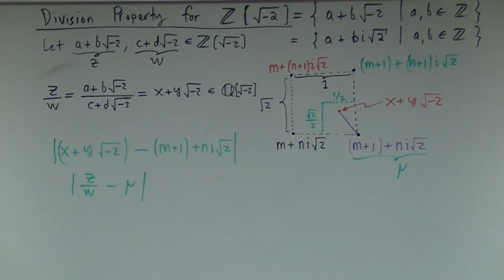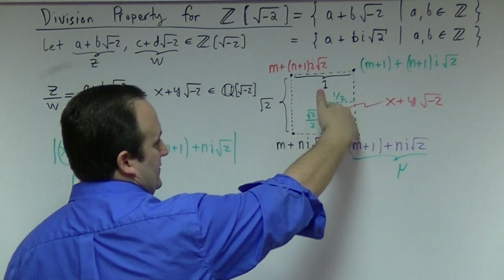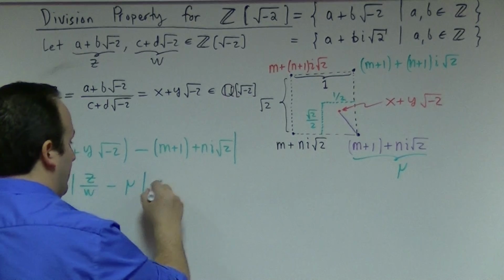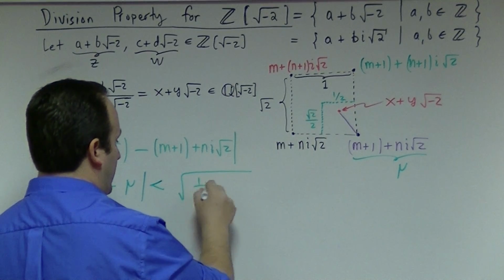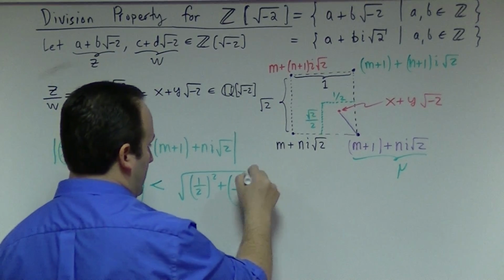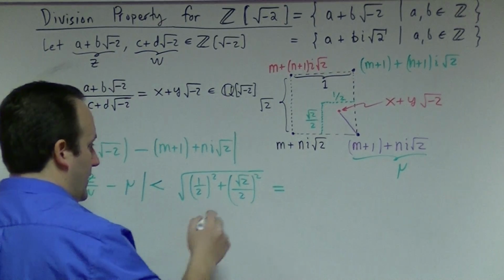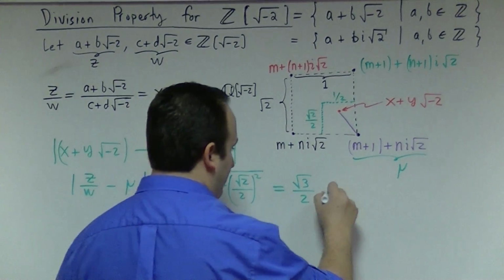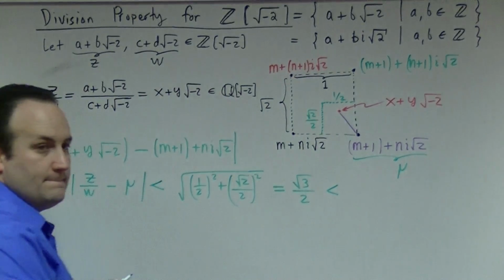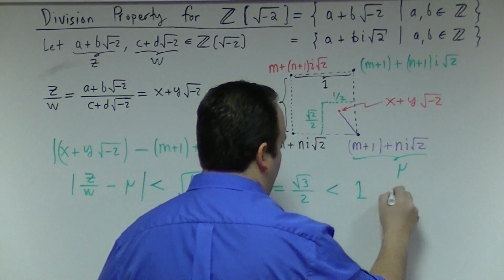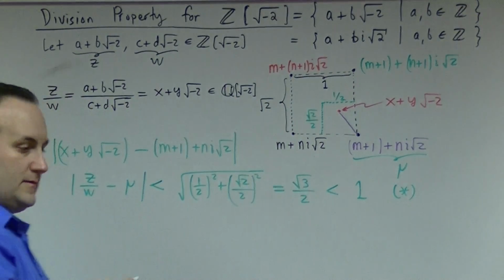That distance is less than what? What's the largest distance you can attain in this little rectangle? From the center to the diagonal, right? So what would that be? 1/2 squared plus the square root of 2 over 2 squared. What is that? Which is, by the way, less than what? One, right? Let me call that star. We'll use that here in just a second.